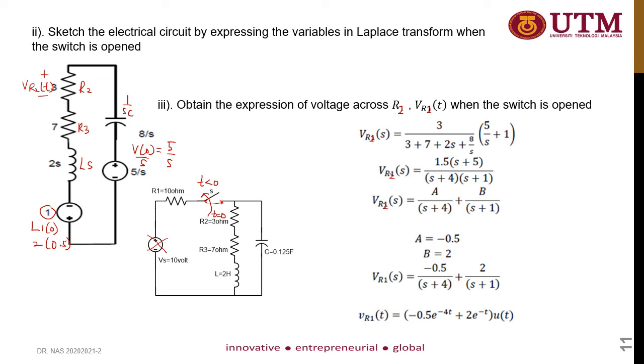Okay, so VR2 is the total voltage multiplied with the resistor 2 divided by the total impedance. So in this case you get VR2 in S domain. So perform partial fraction in order to get the parameters A and B, and then finally you need to do inverse Laplace transform to get the VR2 in time domain. Because the question asks you to get VR2 in time domain, so this is VR2.